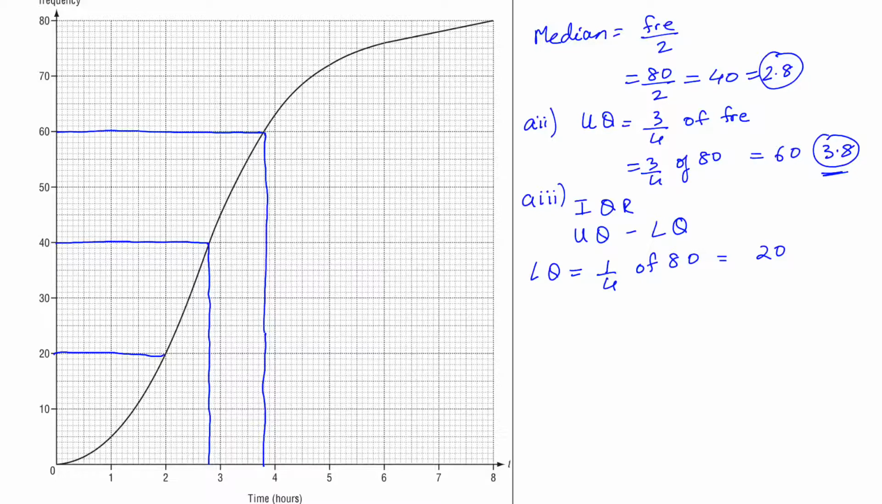20 is here, and we can see the corresponding x value is 2. So the lower quartile is 2. Therefore, the interquartile range will be upper quartile, which is 3.8, minus 2, which is our lower quartile, 1.8.